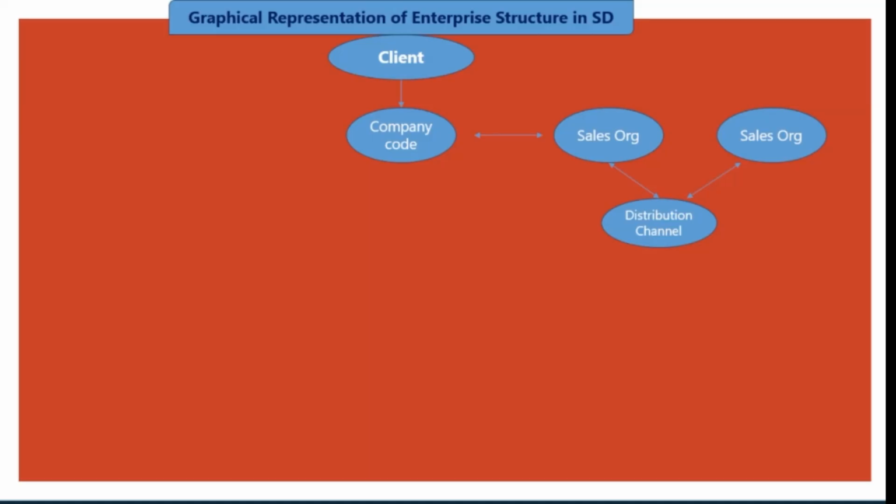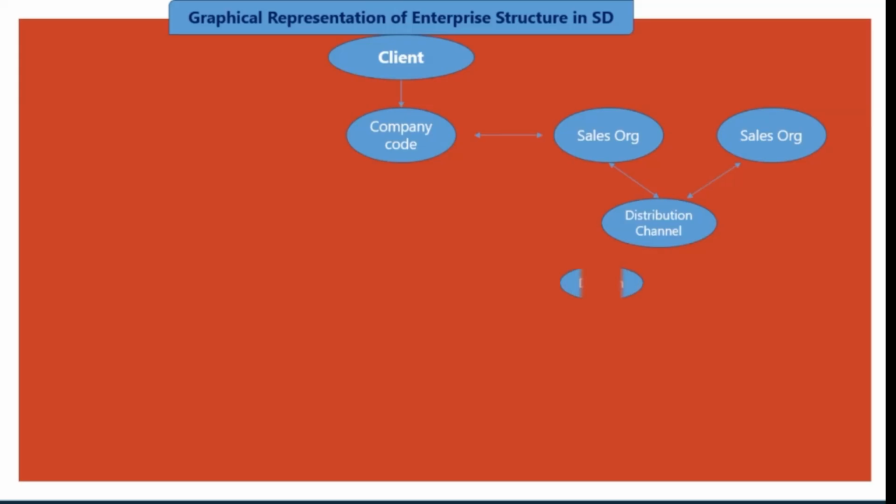So the assignment is not unique. We can share our customer, material, and condition master data by maintaining a common distribution channel. By assigning the distribution channel to the sales organization, we set up a small structure that controls the method of distribution that a sales organization can use to supply goods and services to its customers. So the relation between distribution channel and sales organization is many to many. Many distribution channels can be assigned to many sales organizations.